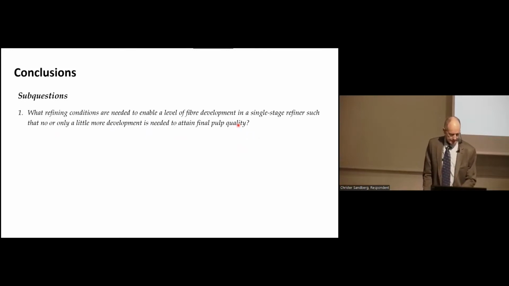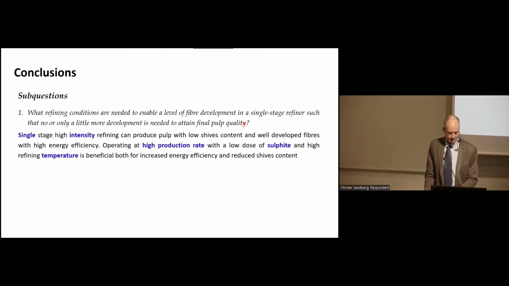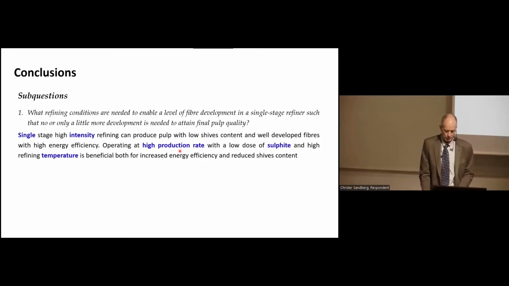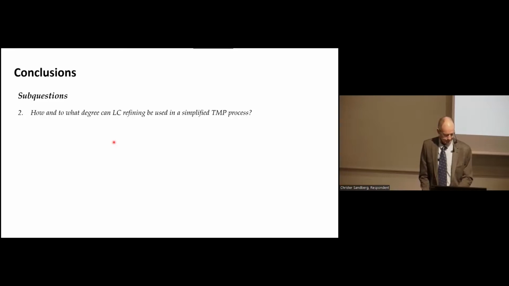And the sub-questions: what refining conditions are needed to achieve this? We have seen that this can be attained with a single stage high intensity refining. And important parameters to attain that are to operate at high production rate, a low dose of sulfite, and high refining temperature. All are beneficial for the improved efficiency and the pulp quality.